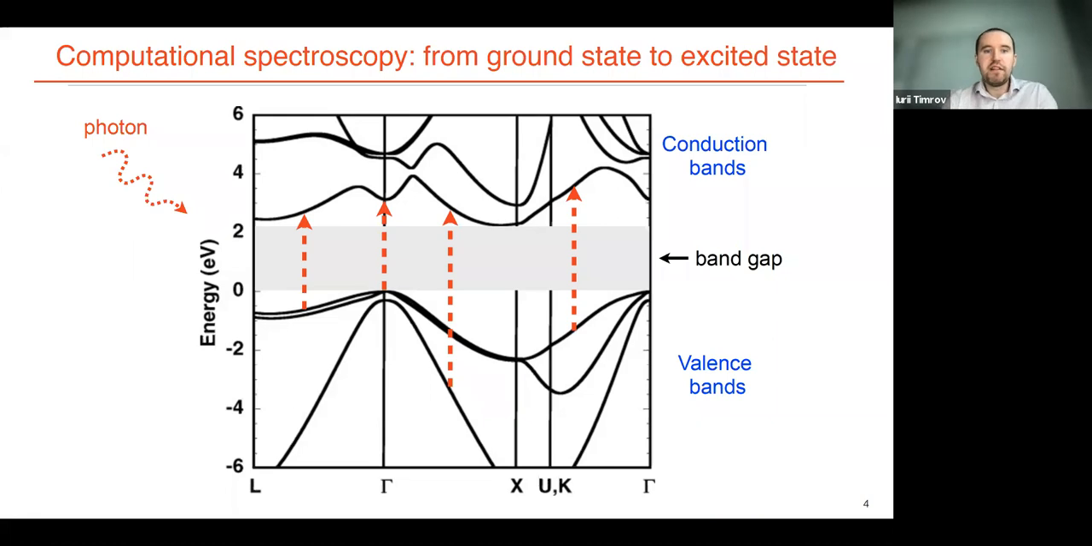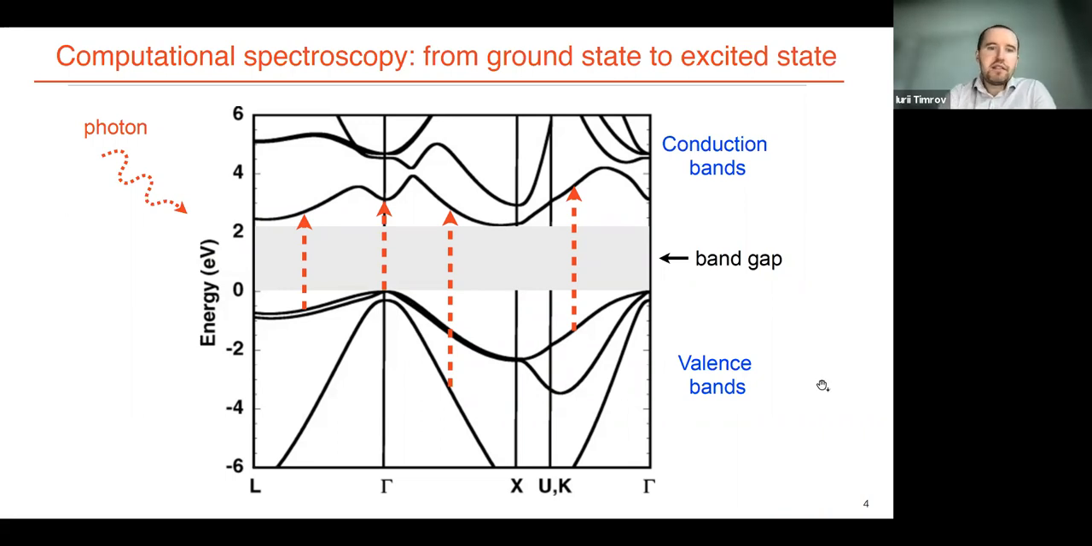So we send photons to our material. What happens is that valence electrons absorb photons and make transitions from the valence band to the conduction bands, shown with these red dashed arrows. These transitions occur when the energy separation between valence and conduction bands equals the energy of the photon. So when there is a resonance. So there are different transitions.